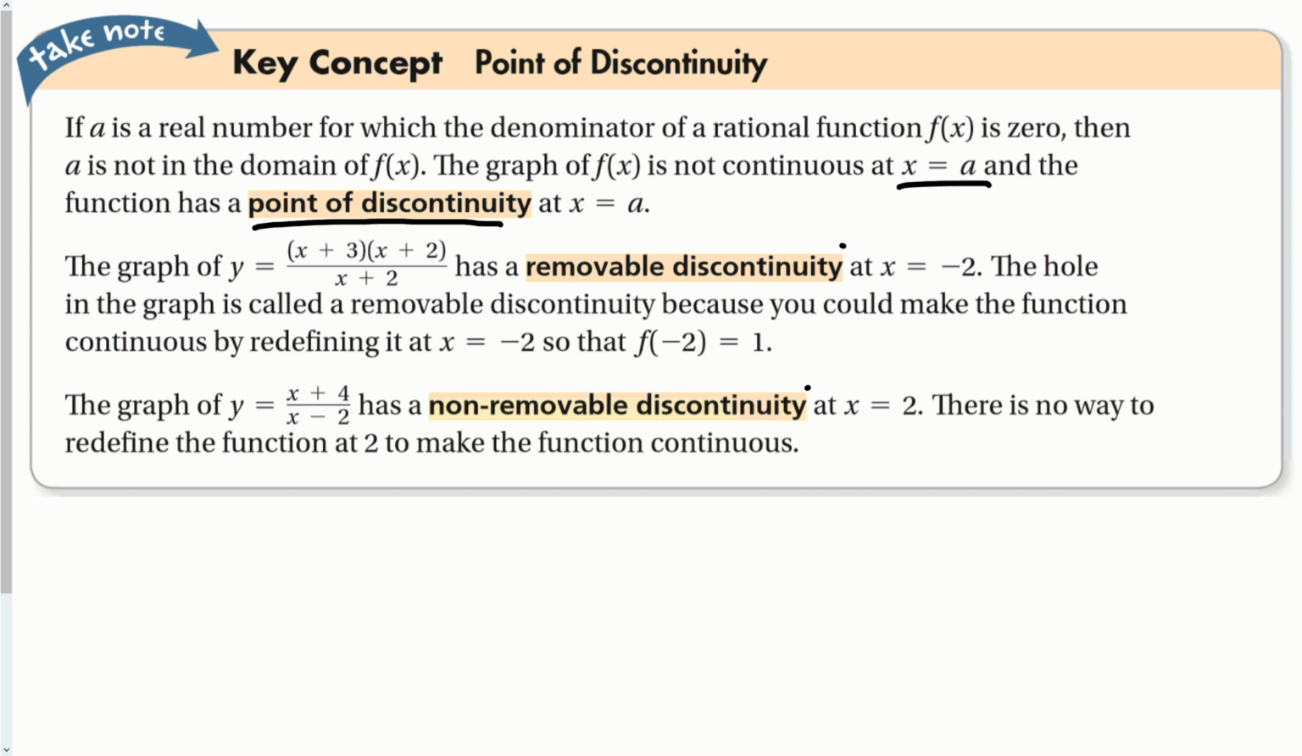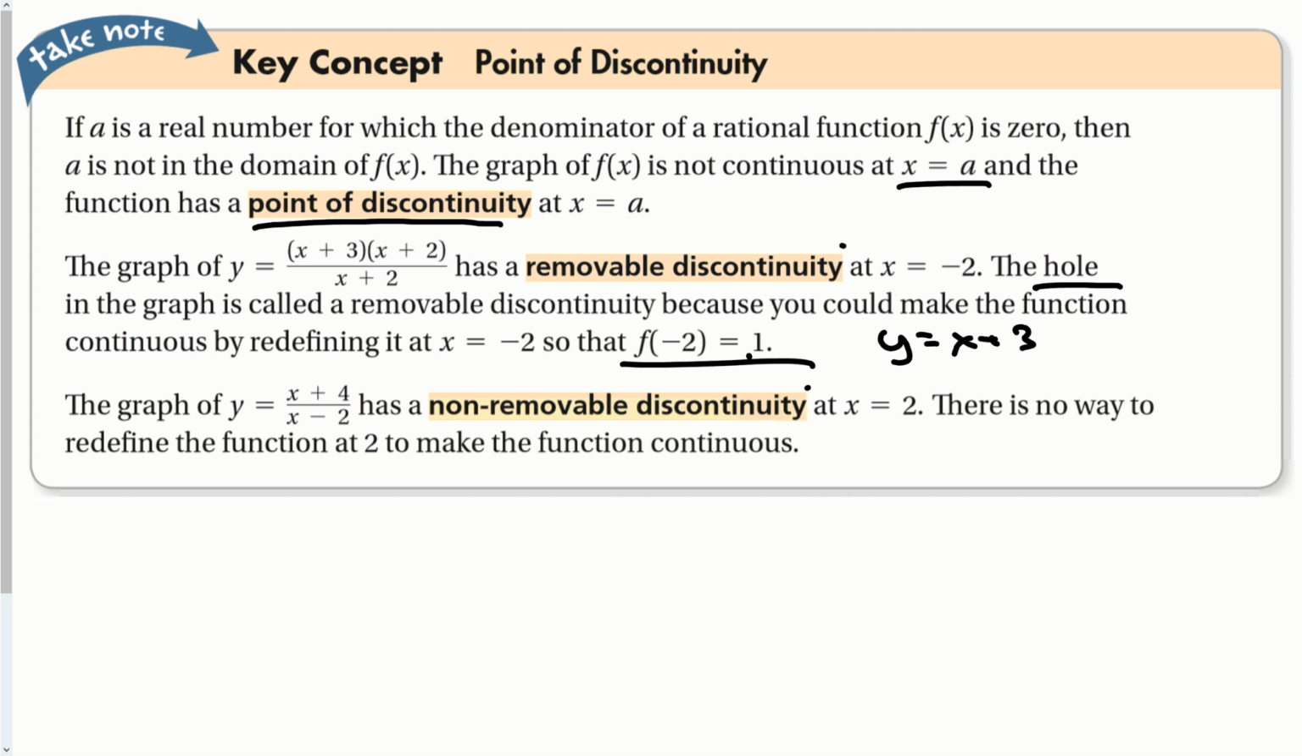So basically what this is saying is that you can cancel out this thing and make the new function x plus 3, right? And then if I plug in negative 2, I would get 1. So if you put a point here, this function would be continuous. So you were able to remove the discontinuity by canceling it. It is called a hole in the function. However, the other one, x plus 4 over x minus 2, can't cancel anything.